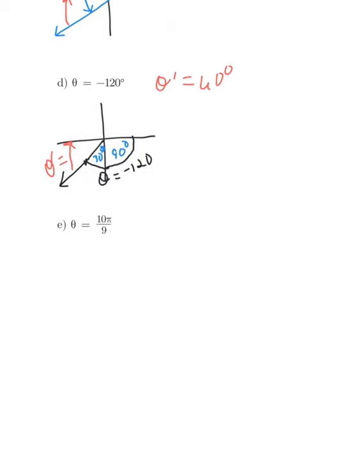On example E, we are asked to find the reference angle for theta of 10 pi over 9. So let's think about that. 10 over 9 is more than 1. It's 1 and 1/9 pi. So if we go from 0 to the negative x, that's 1 pi. We need to go just a little bit beyond that into the third quadrant. So there is our theta of 10 pi over 9.